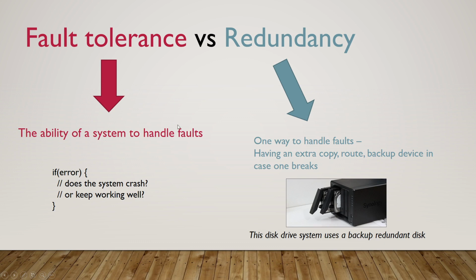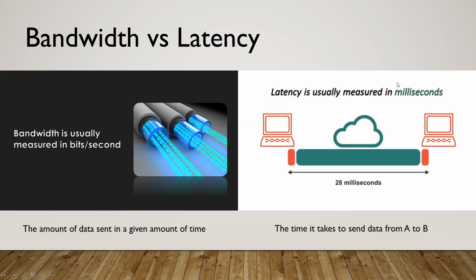Okay, fault tolerance versus redundancy. Fault tolerance is the ability of a system to handle faults, right? So if something goes wrong, can we handle it? And redundancy is just one way to handle those faults. For example, having extra copies of things, having additional drives, that's redundancy. So it's just one way to handle fault tolerance.